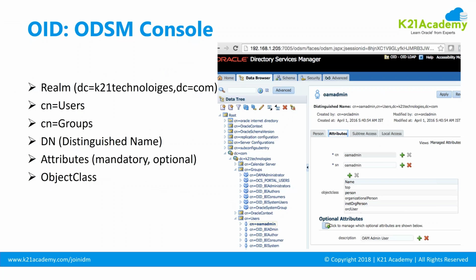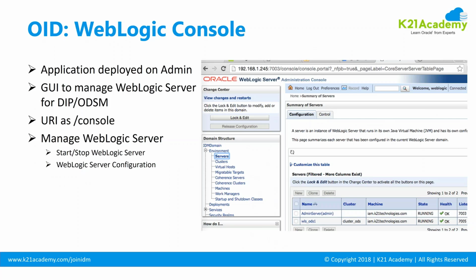Now, there are two different types of ODSM consoles in 11g. One is for OID and OVD, the one which you see here. There's another ODSM console, Oracle Directory Services Manager, for OUD, Oracle Unified Directory, which is slightly different, but work-wise it's the same. Now in 12c, ODSM is changed to OUDSM, as I said earlier. So ODSM for OID is slightly different from ODSM for OUD, but more or less the functionality is the same. So that was about the ODSM console.